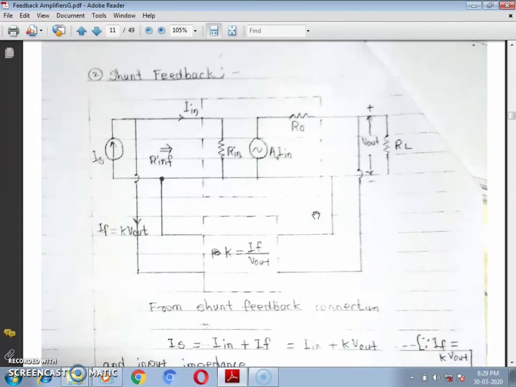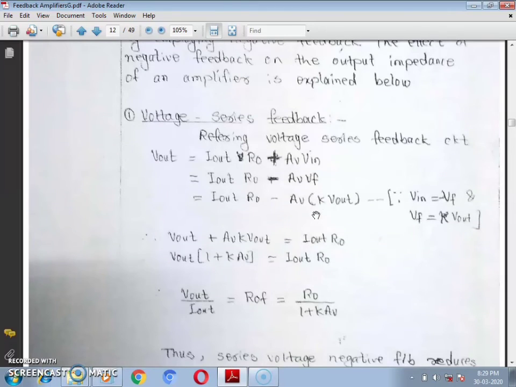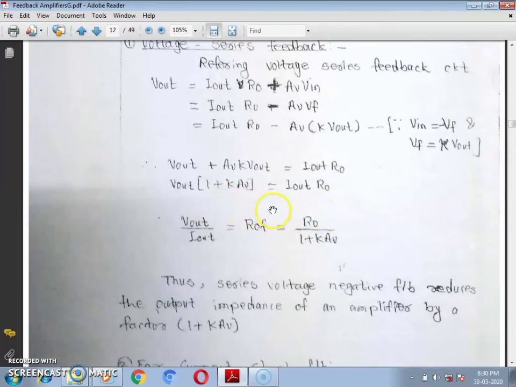From this expression, which can be written this way, Vout is equal to Iout times Ro plus Av times Vin. But Vin is nothing but the feedback voltage, and the feedback voltage is given as K times Vout. So with a slight rearrangement, Vout divided by Iout, which is the output impedance with feedback, ROF, is equal to Ro divided by 1 plus KAv.